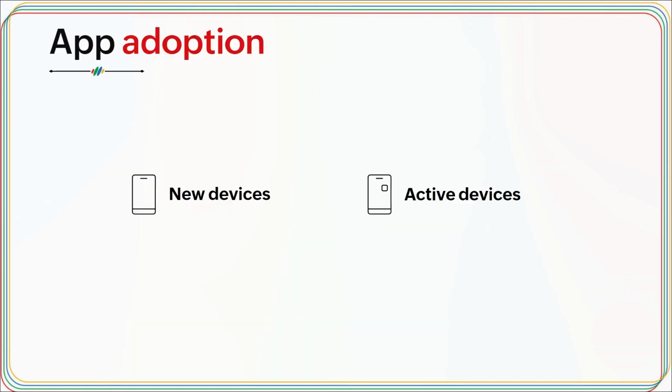First off, we have app adoption. Once the app is published in the marketplace, we need to know how many people actually download and actively use the app, isn't it? We can measure the app's adoption with metrics like new devices and active devices that will help you understand how well the app is received in the marketplace.